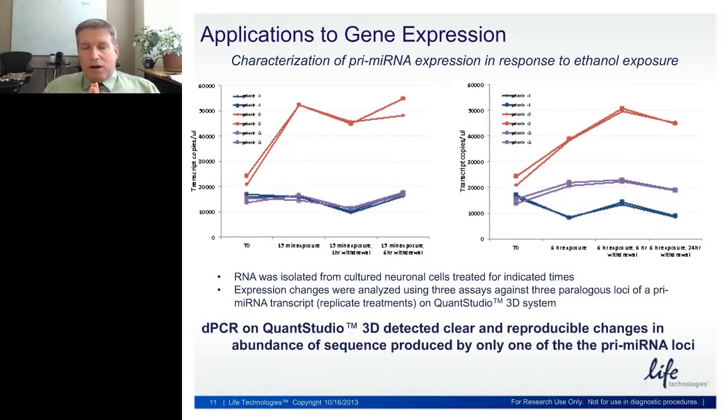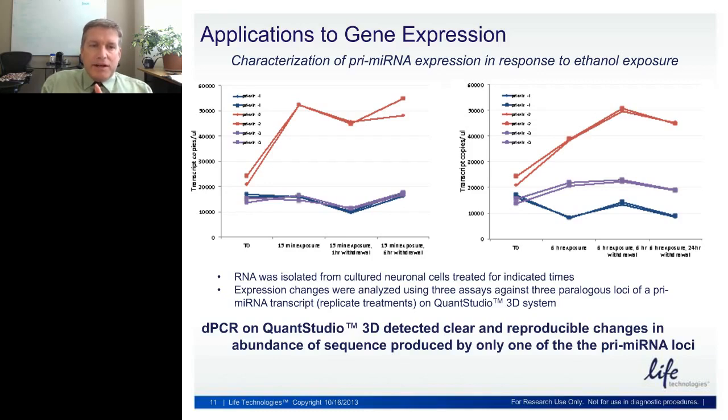So one application of absolute quantification, as I alluded to before, is the ability to quantify transcripts without having to do a standard curve, without there being a calibrator. So a way that we did this experiment was that we were collaborating with customers interested in looking at the expression of a primary microRNA transcript that is produced from 3 paralogous loci. Okay, so 3 duplications of this particular primary microRNA in the mouse genome, and he wanted to see how these different loci responded to alcohol treatment.